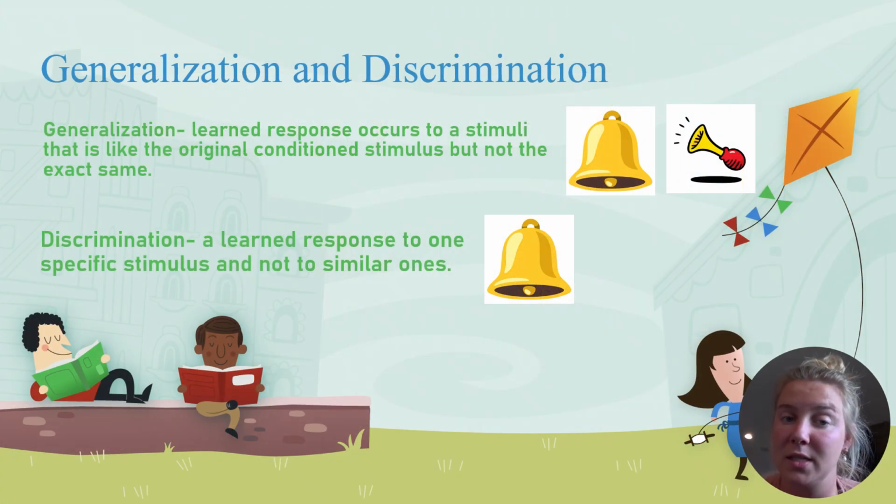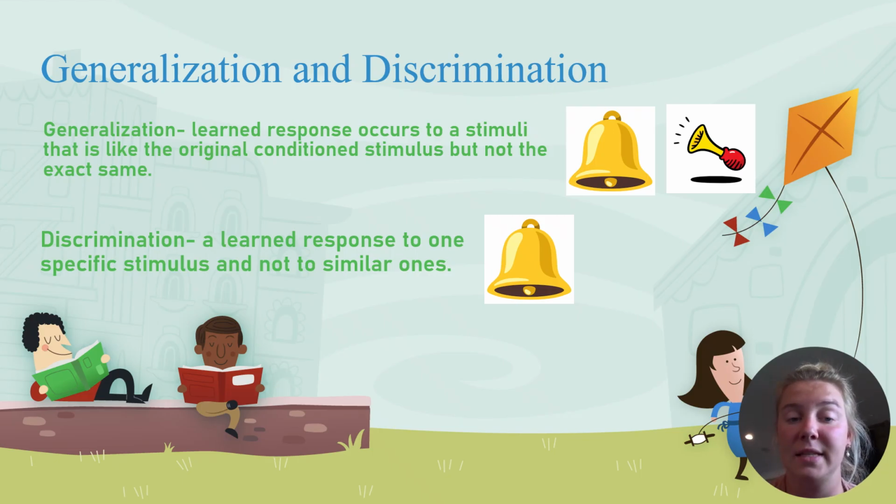Two other important processes in classical conditioning are called generalization and discrimination. Generalization happens when a learned response occurs to a stimulus that is like the original conditioned stimulus, but it's not the same. I have down here on this picture a bell, and in generalization, they would associate the bell and the honking of this horn together, and that would make it a generalization. In the school, this might look like a student who is nervous to take tests, but is also nervous for anything related to school.